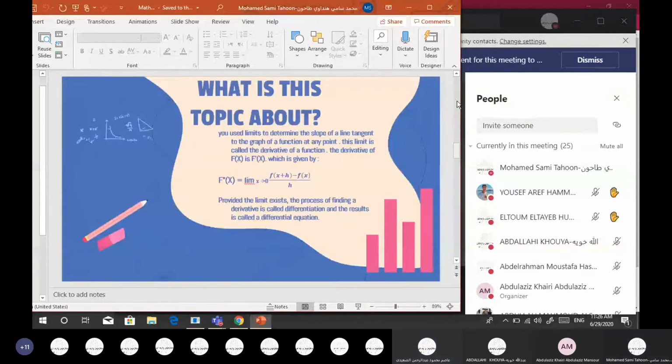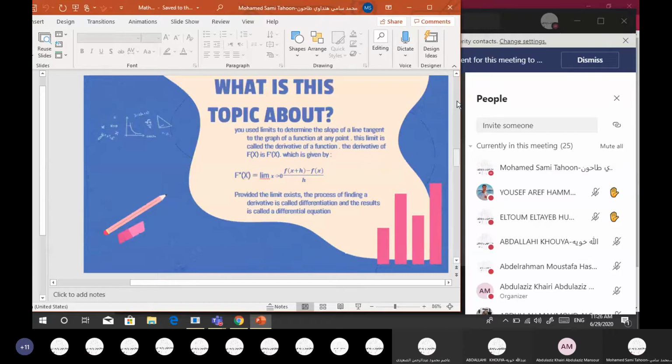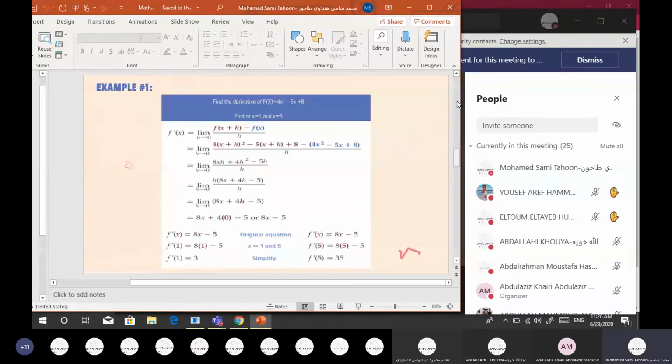Now, you used limits to determine the slope of a line tangent to the graph of a function at any point. This limit is called the derivative of a function. The derivative of f of x is f prime of x, which is given by the equation below, provided the limit exists. The process of finding a derivative is called differentiation, and the result is called a differential equation. We have an example here. Does anyone want to explain the steps?